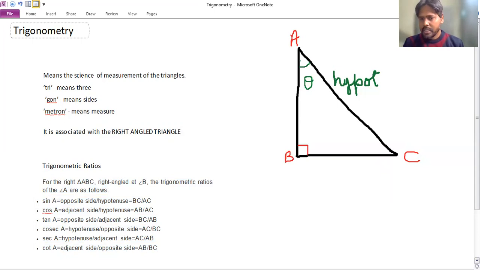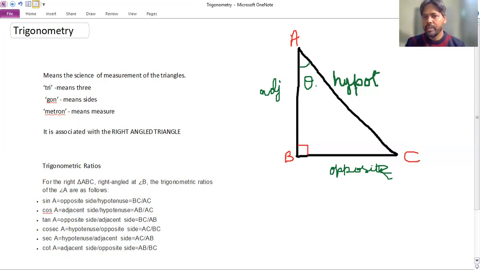So in this case, the side which is immediately corresponding to that of the angle becomes the adjacent side, or it is known as adjacent side. And the side which lies just opposite to that of the angle becomes the opposite side. So this is the basic terminology that we should know before we start analyzing these trigonometric ratios.